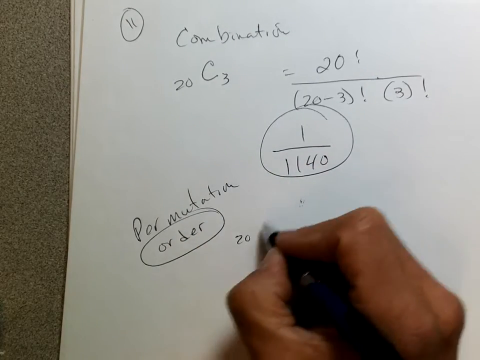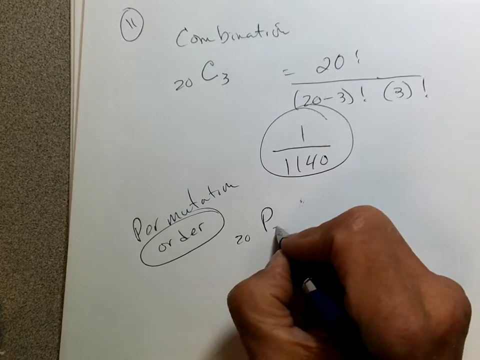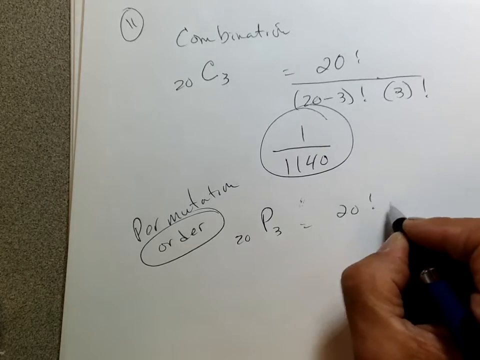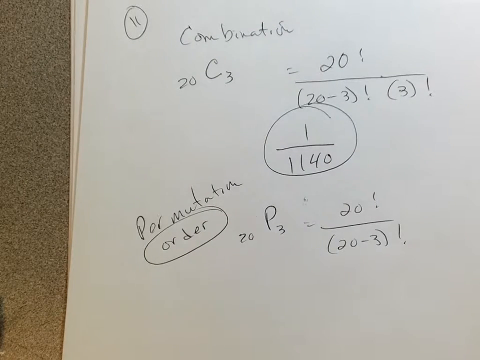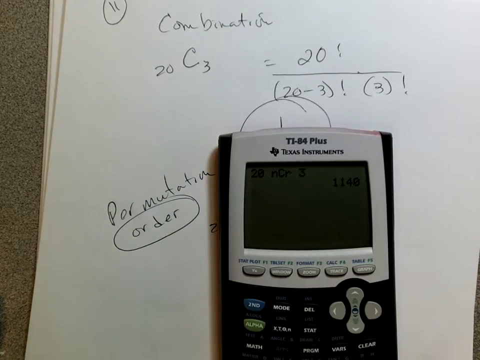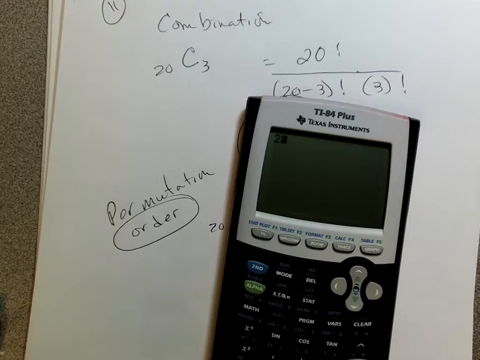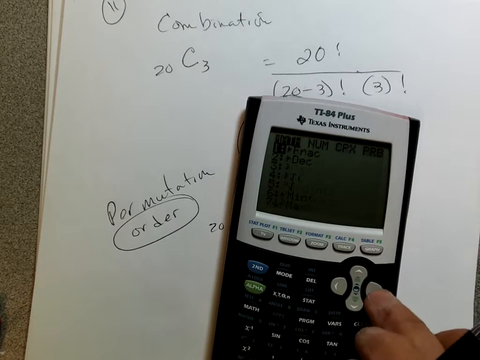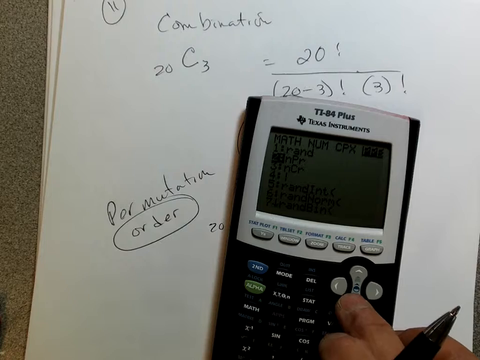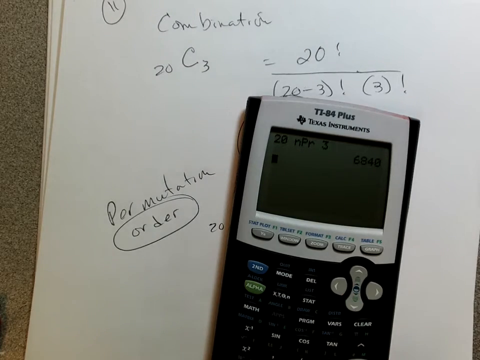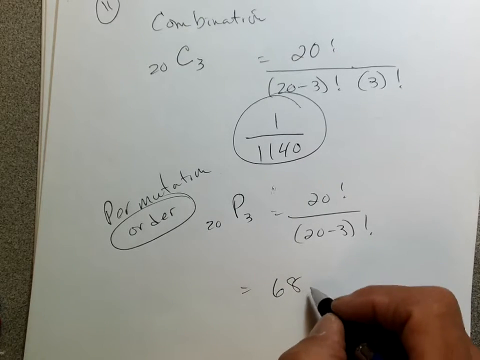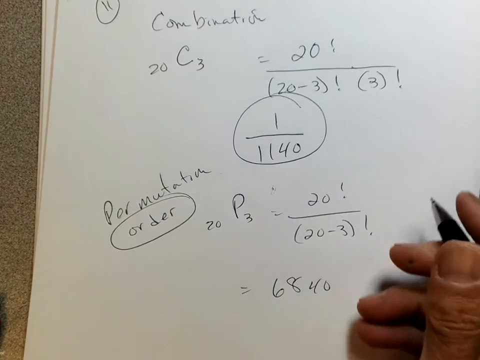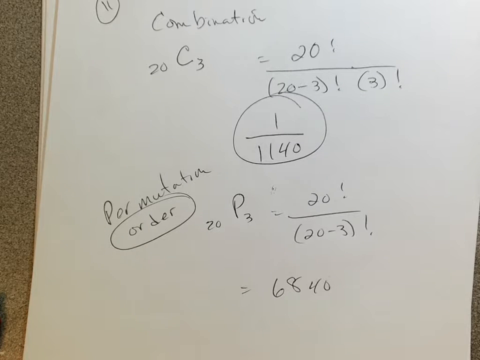So 20P3, or you can use 20 factorial over 20 minus 3 factorial, or I'm going to use my calculator, right? Clear. What is 20? Go to math, probability, nPr, 3, and I get 6,840. So there are that many ways to choose it.